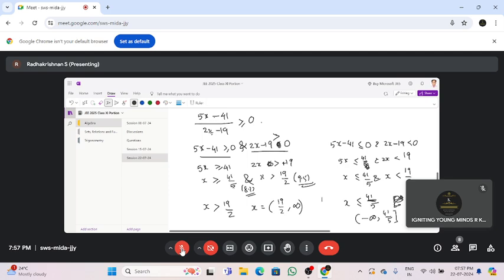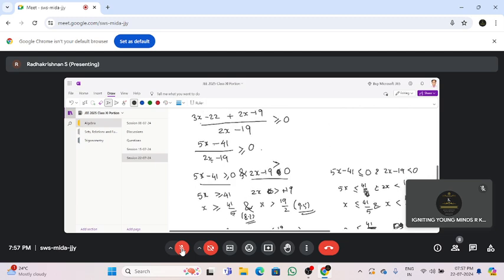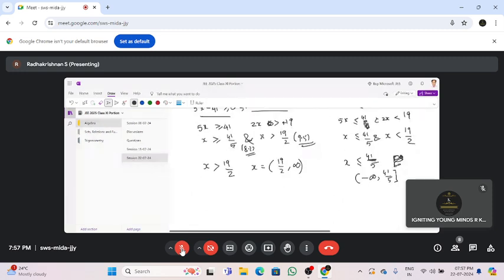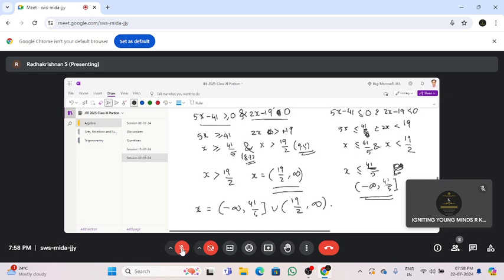Okay. So these two, it can be this or this, right? Either both numerator and denominator positive or both negative. So it is either x can be this or x can be this. Both are solutions. That means x equal to, we'll put like this, minus infinity to 41 by 5 union. Okay, this is what we get for x.